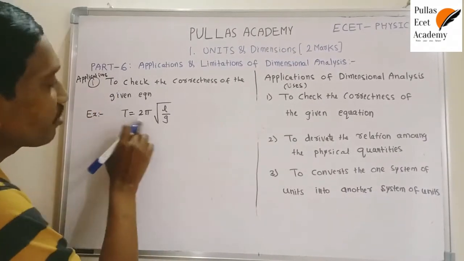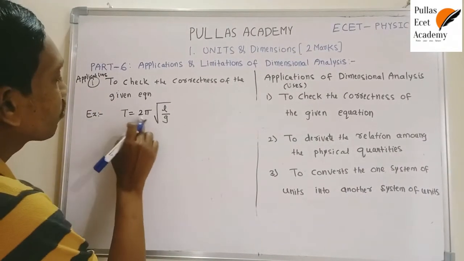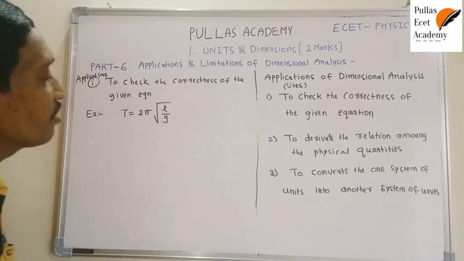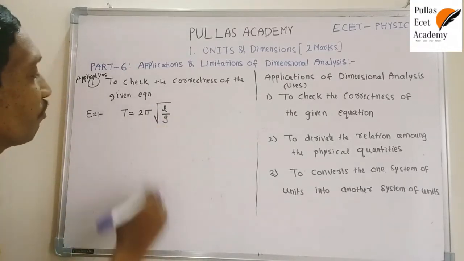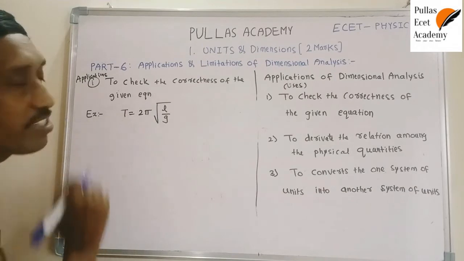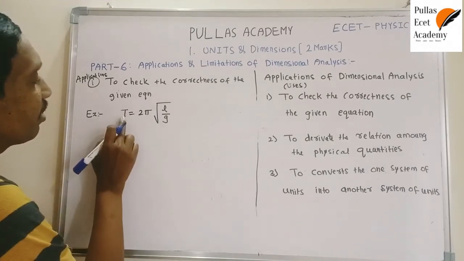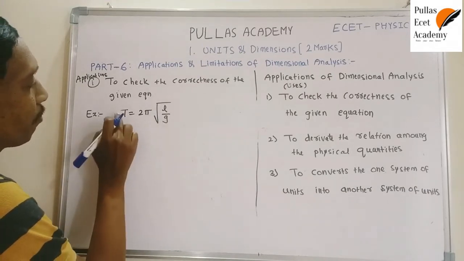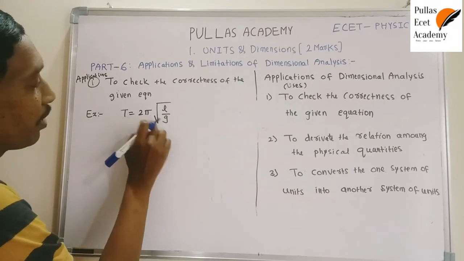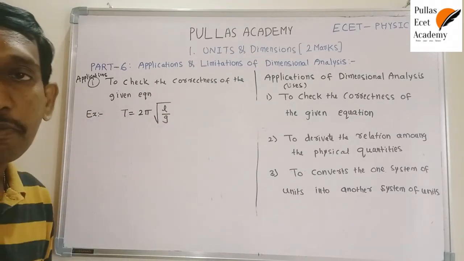For example, this is the time period equation. Time period T is equal to 2π into the square root of L by g. Is this dimensionally correct or not? How can we understand? Here in the equation, T equals this expression. That means the dimensional formula of T and the dimensional formula of 2π into the square root of L by g are the same, then it is dimensionally correct.